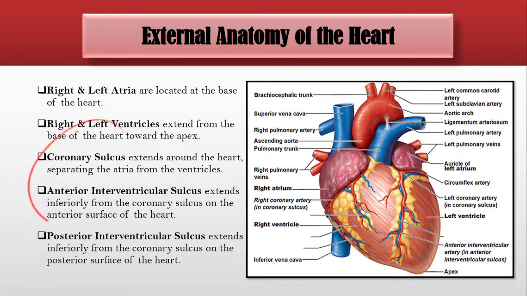The anterior interventricular sulcus extends inferiorly from the coronary sulcus on the anterior surface of the heart, while the posterior interventricular sulcus extends inferiorly from the coronary sulcus on the posterior surface of the heart.